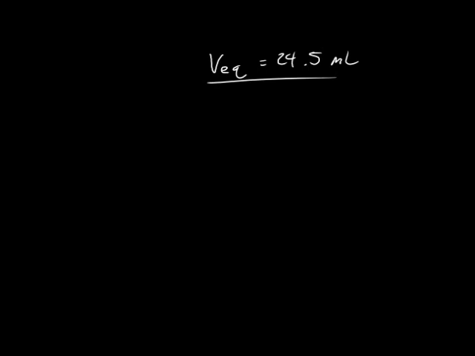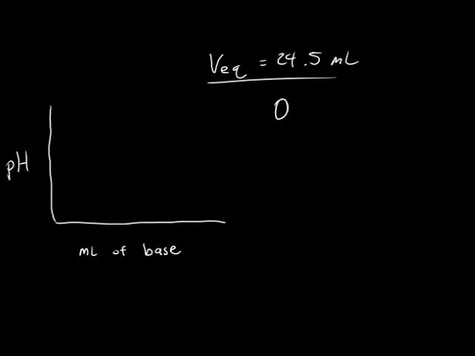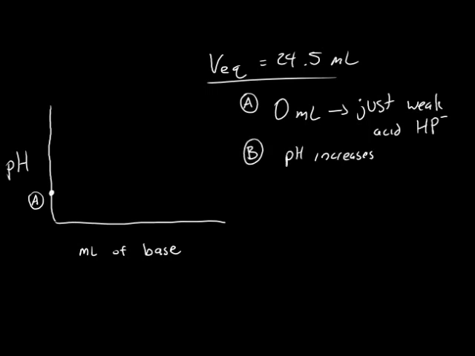Based on this equivalence volume of 24.5 milliliters, we can draw a titration curve. We place pH on the y-axis, and then we'll place our mL of base on the x-axis. When we have 0 milliliters of base, we have just weak acid. Therefore, we would expect our pH to be fairly low. We'll mark that as point A. As we add more base, we would expect our pH to go upward because base increases our pH. We'll draw that on the graph and we'll label that region B.